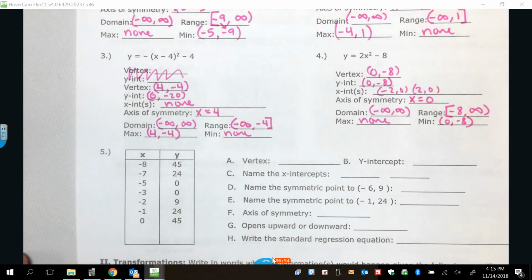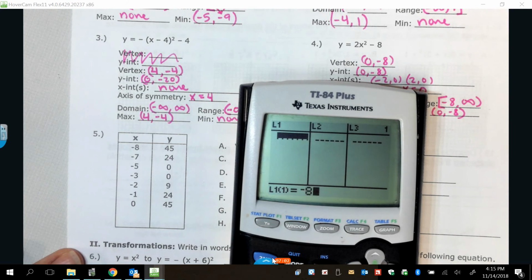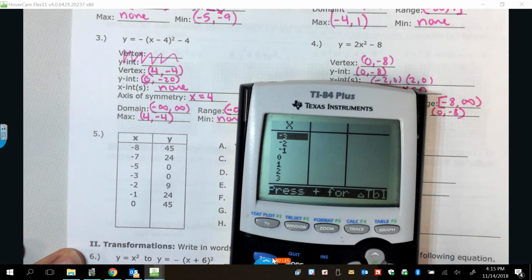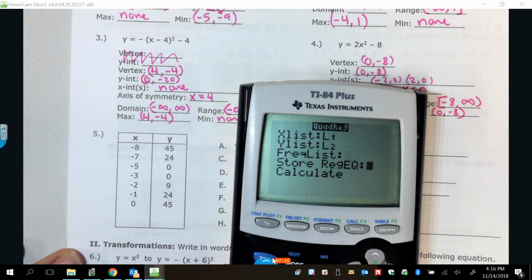So now I'm given a table, but it doesn't give me all my points. Like, I don't see my vertex, I don't see any of that. So that's when we go to stat and we type in our points. x values: -5, -4, -3, -2, -1, 0, 1; y values: 45, 24, 9, 0, 0, 9, 24, 45. Okay, so second, oh, sorry, I don't know what I'm doing. Stat, calculate quadratic, because that's what we're dealing with, is quadratics.